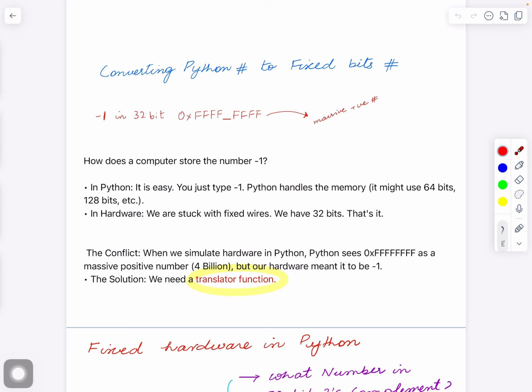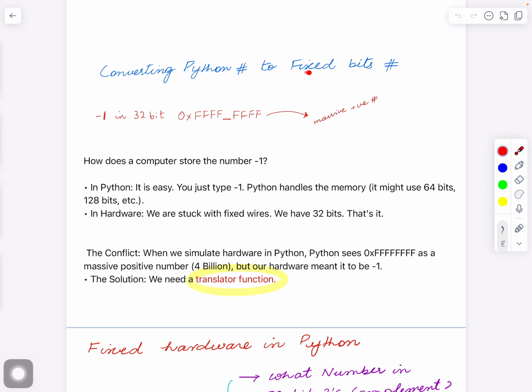In today's video, I will introduce you to an important function that I have created, and that Python function is going to be used several times in our microarchitecture model. Okay, so that function is what I call a translator function, and its job is to convert a Python number to a fixed bit number.